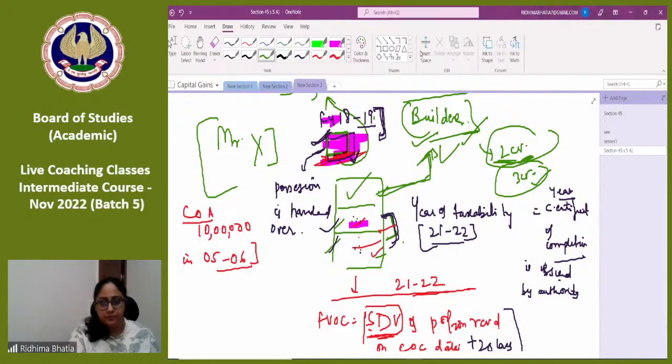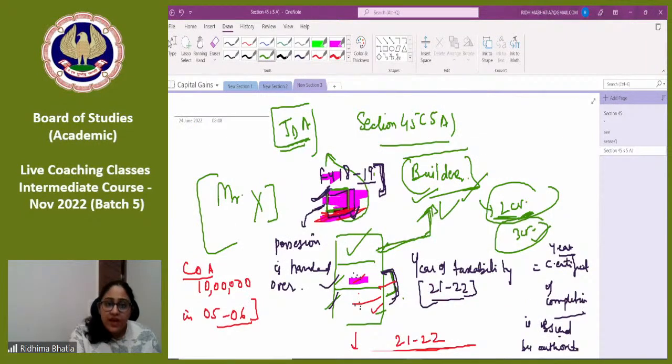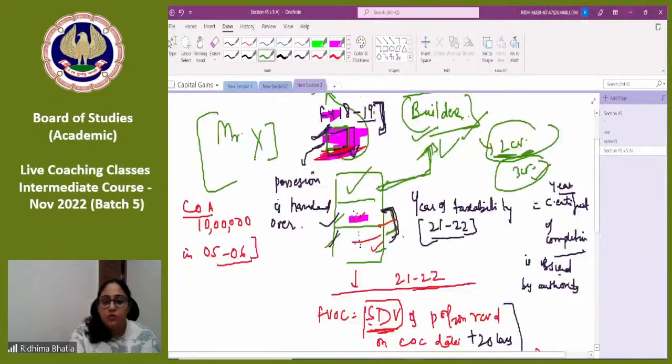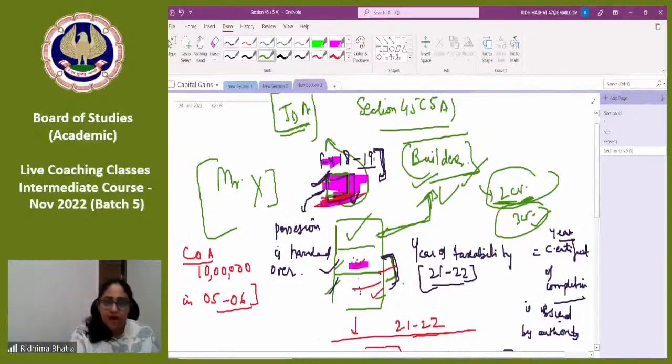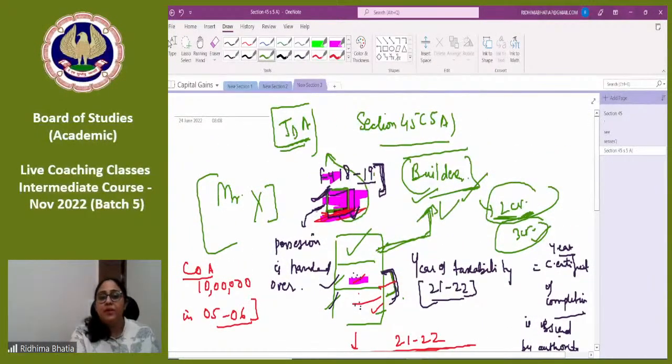Clear? But for you, 45(5)(a) applies only up till the situation which is this. 45(5)(a) applies only to this particular house, not to these 2 houses. Next time when you're selling these 2 houses, you have to see how you are selling it. But 45(5)(a), which is the joint development agreement, happened only for this house. Okay? Clear? Any doubt?